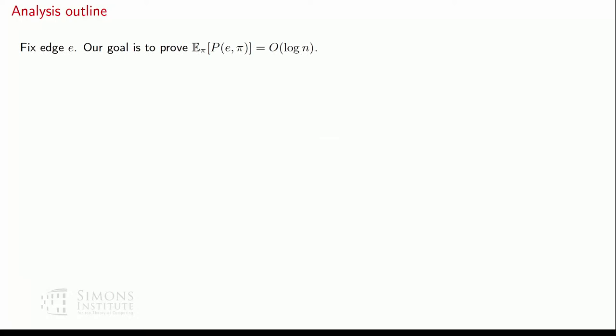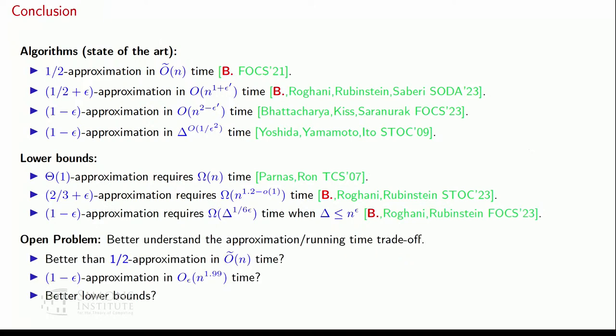Okay, so I'm going to stop here. I just want to conclude with a number of questions. So for the sublinear matching problem, these are the known algorithms. I mentioned these three: half approximation, slightly better than half approximation, and one minus epsilon approximation. There's also another algorithm specifically for low degree graphs. If your graph has maximum degree delta, and think of delta as not so large, maybe delta is smaller than n to the epsilon squared, then Yoshida, Yamamoto, and Ito showed in STOC 2009 that you can obtain the one minus epsilon approximation in delta to the 1 over epsilon squared time. So this could potentially be better than this if the degrees are sufficiently small.